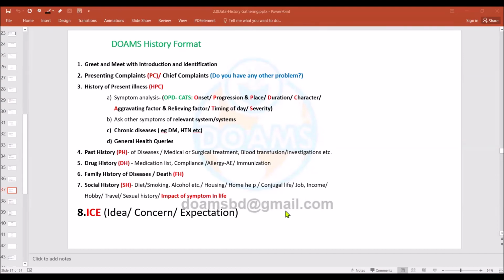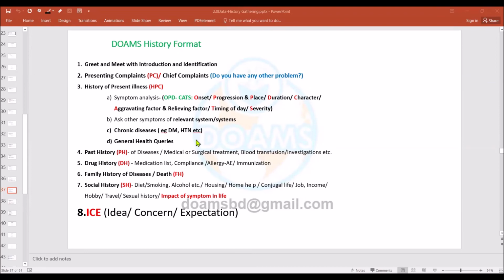So this is the version. For this reason, we have to ask ICE: idea, concern, expectation. It is our best way to guide you, doctor, on how to ask. It is not relevant to your diagnosis, right? It is a part of your holistic approach and consultation. Already you diagnosed the case earlier.